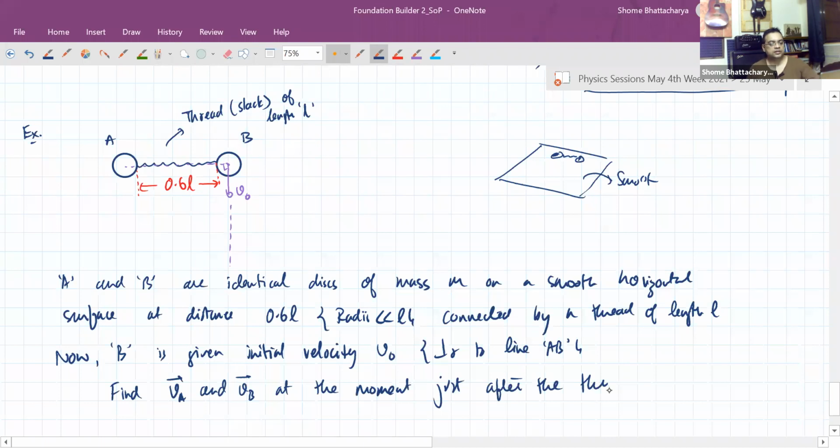Okay, so what you will see is that B will just continue in uniform motion for a little bit of time, but at a certain instant, the string suddenly tightens. So that's what we mean by saying it becomes taut. So the moment that string tightens, it pulls A with it, and it also pulls back on B. So B's momentum changes, A's momentum changes. And as a result of that, the velocity of A and B is going to be something different than the initial picture. The initial picture, the velocity of A is 0, and the velocity of B is V naught along this direction. So we have to find the velocity of A and B at the moment just after the thread becomes taut.